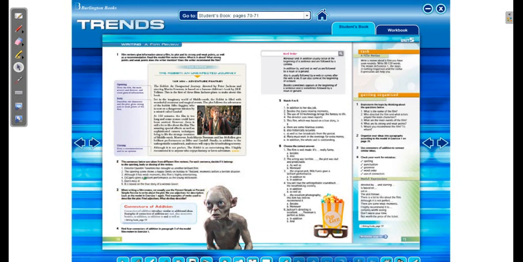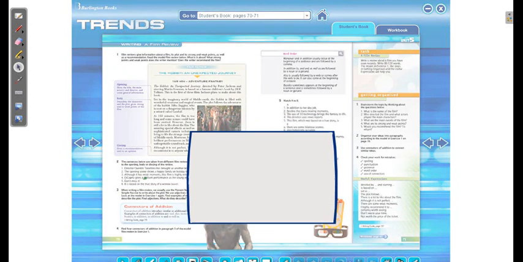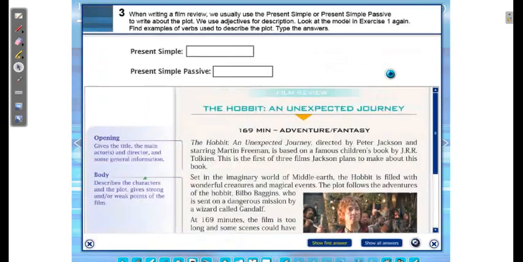Something really important about film reviews is the verbal tenses you have to use. As you can see here, you usually use the present simple and the present simple passive to write about the plot. Then we use adjectives for description; you can find those in here. So check in the model for the information provided.